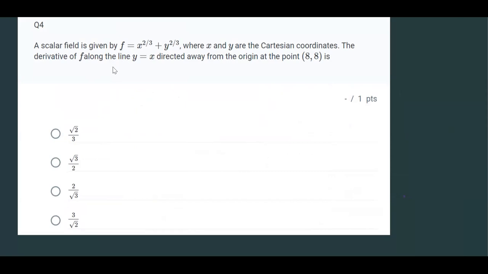Just look at this again. Similar to the previous one, just that we have to find along the line y equal to x. Along the line y equal to x, the vector will be i plus j, because 1 comma 1, 2 comma 2, 3 comma 3 are points on the line y equal to x. So position vector of say 1 comma 1 is i plus j. So a cap is i plus j upon root 2.